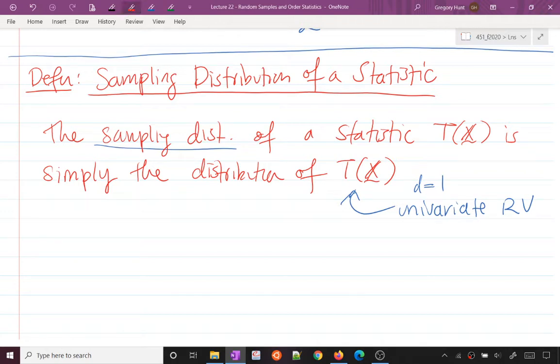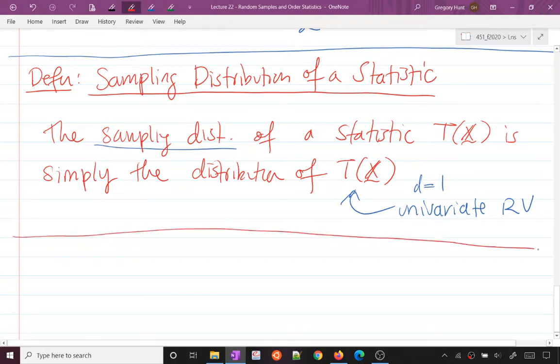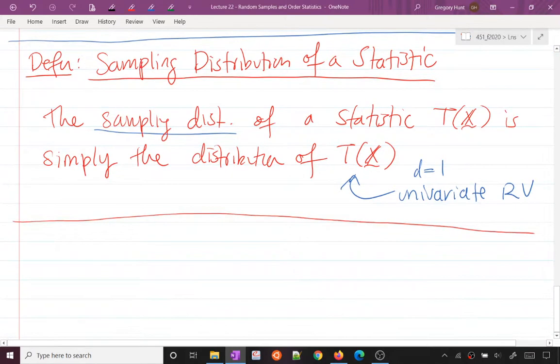This term isn't used too much in upper-level statistics courses because it's pretty redundant. You can just talk about the distribution of the statistic. The statistic is a random variable, and it has a distribution. So you don't really need the word sampling, but it's used in intro stats courses to distinguish between the distribution of the data, in our case the distribution of the random sample, little f, and the distribution of the statistic, which can be very different depending on the statistic and the underlying data.